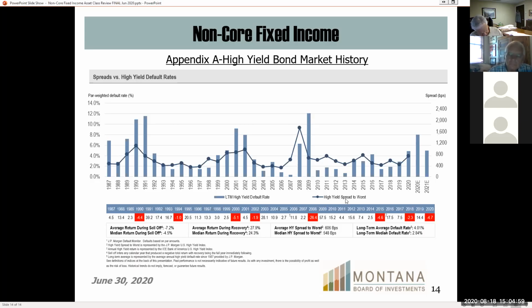And so the spread is the incremental yield above treasuries that refers to there. Right. Okay, thank you.